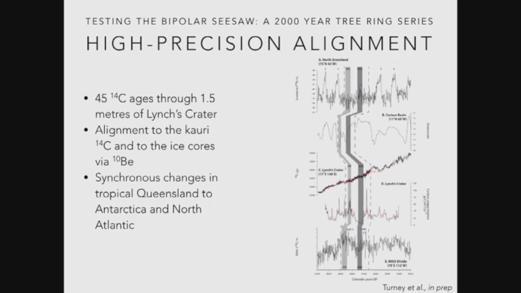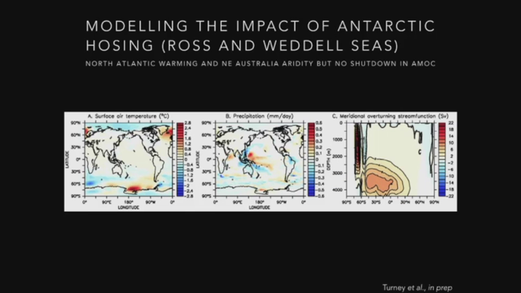This panel in the middle, Lynch's Crater, panel C, we took 45 radiocarbon dates for a 1.5 metre section, 45, and then overlaid that onto the kauri. And the practical upshot of which is that when you do that, you get a measure of how dry the conditions were. And effectively, there's a dip. It looks like there's a drying happening in Lynch's Crater at precisely the same time it's cooling in the ice cores in Antarctica and warming in the north. So what it looks like we've got are synchronous changes in tropical Queensland, Antarctica and the North Atlantic.